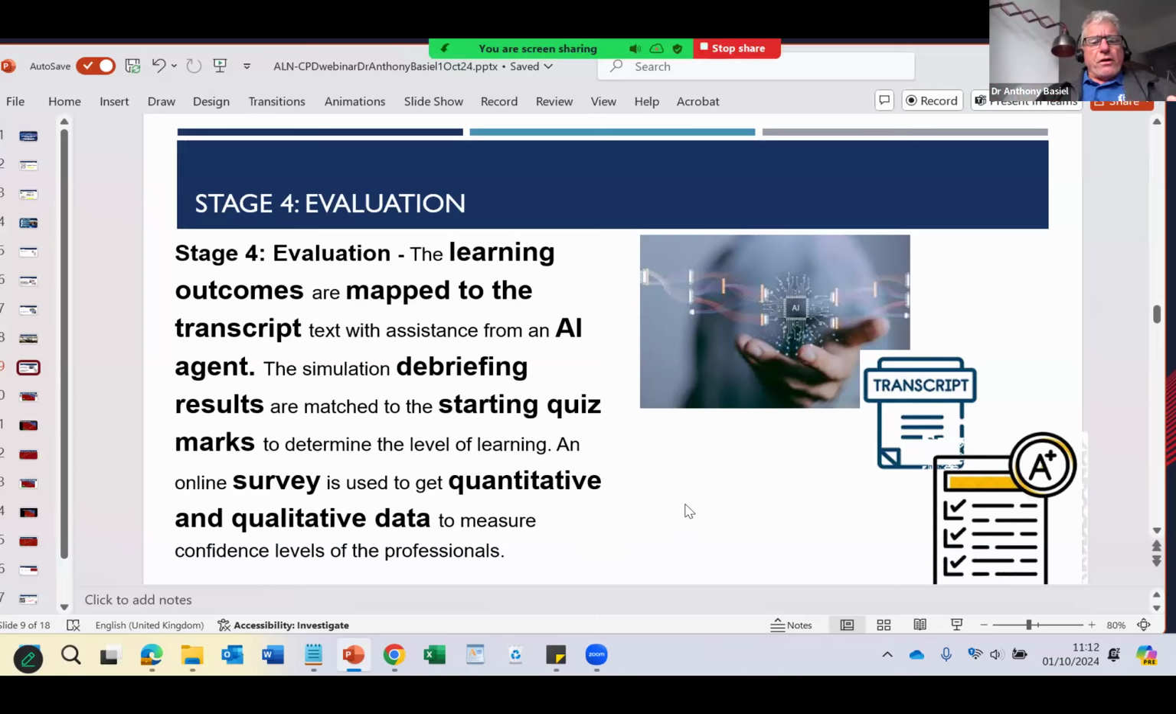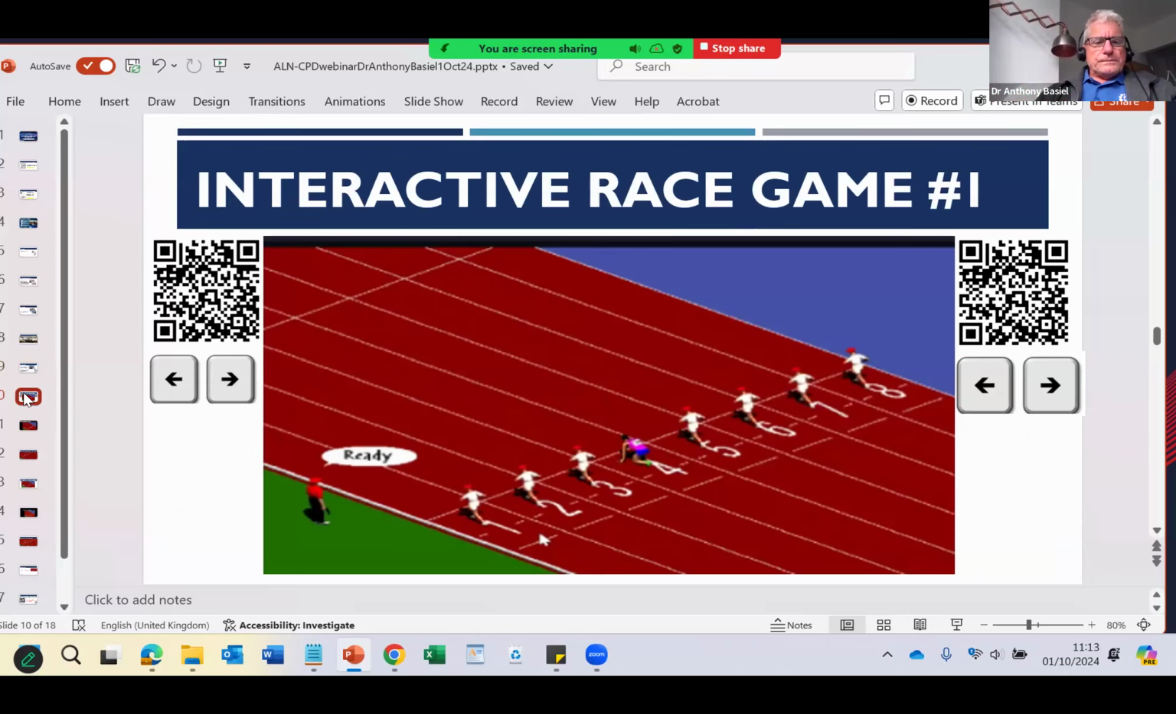So this is part of this ipsative assessment model that we can use, integrating artificial intelligence and blended learning simulations together in order to have an assessment system which is going to be interactive, which is what this network is all about. So let's take a look now at the first interactive game.